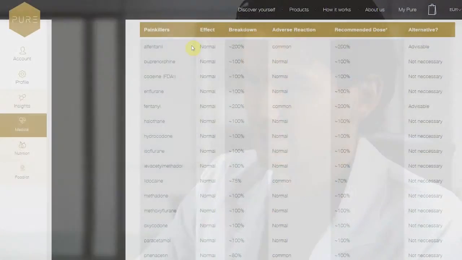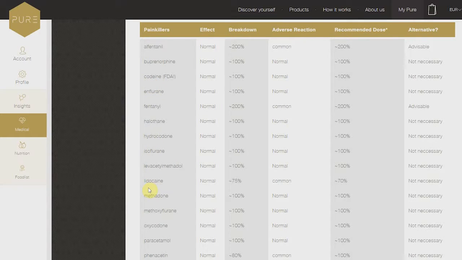Now, in this table, you see all of the different drugs, and I will talk you through this table now. So, for example, the painkiller alfenatil will, based on this person's genetics, have a normal effect. It is also possible that a drug might have no effect, or that it has a stronger effect than expected. So in these cases, all of them are normal. Breakdown is the speed at which your body, or the body at least in this example, recognizes the drug and then removes it from the body.